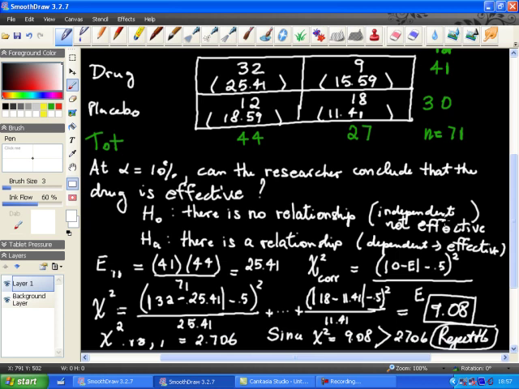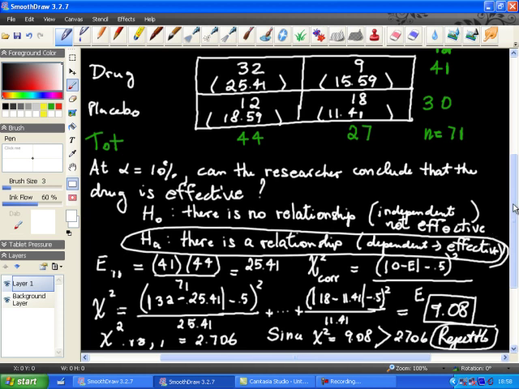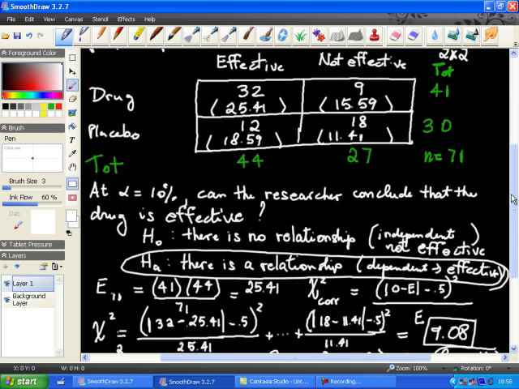Remember, this test is always right-tailed. A high value of the test statistic when compared to the table value favors the rejection of the null hypothesis. So the null hypothesis is rejected in favor of the alternative. And so we can say that at 10% there is a relationship between being given the drug and finding an effect, and therefore the drug is effective.